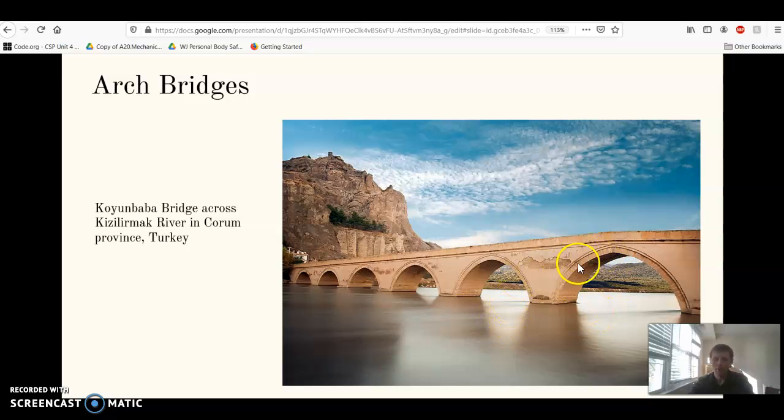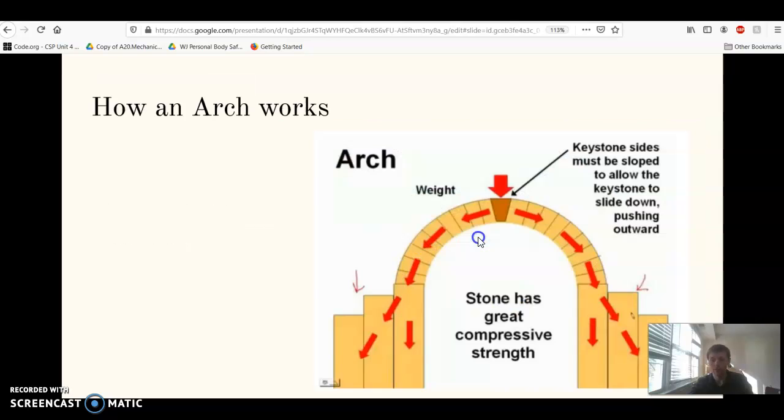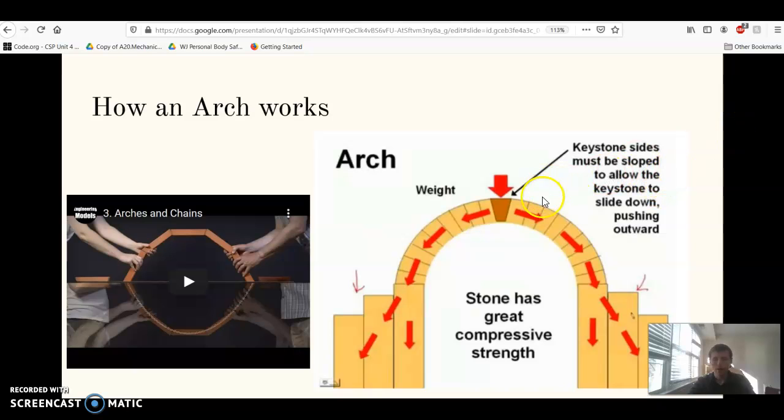So all of these bridges have the same idea. Some of these are just one arch, some of these are many arches next to each other, but they distribute the force the same. In this case, we have a lot of compression going on here. So these are compressive forces going on the top of our bridge, and they're being dissipated out to the sides.